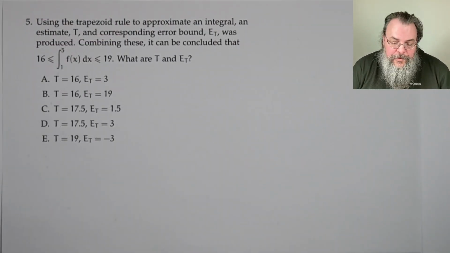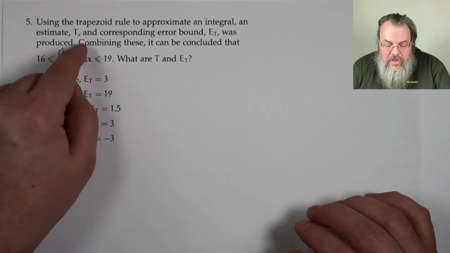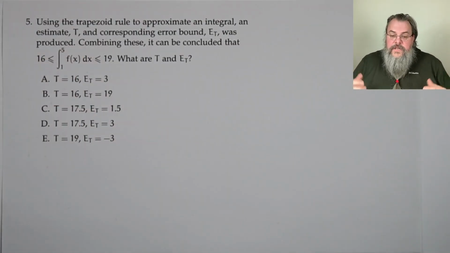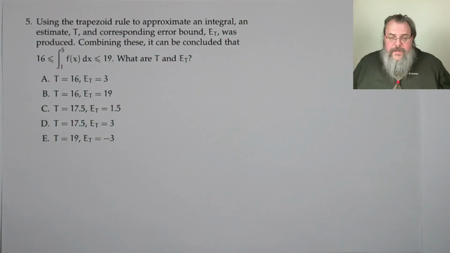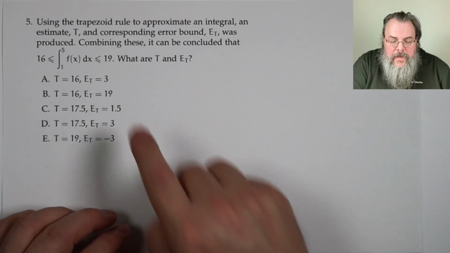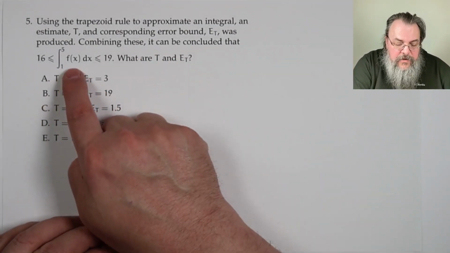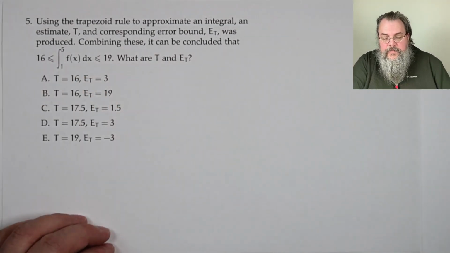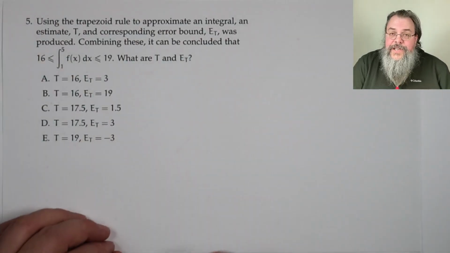Using the trapezoid rule to approximate an integral, an estimate called T, and a corresponding error bound, E sub T, was produced. Okay, so it's not telling us what it is, but it's saying there was an estimate made and an error bound was found, and they're numbers. Combining these, it can be concluded that the actual integral is between 16 and 19. Oh, okay. What are T and E sub T?